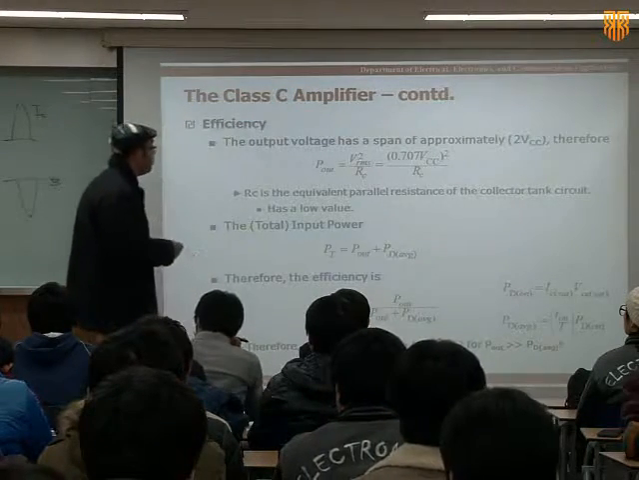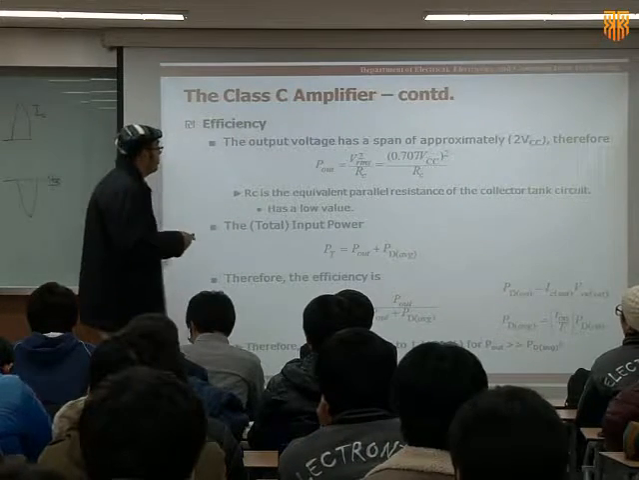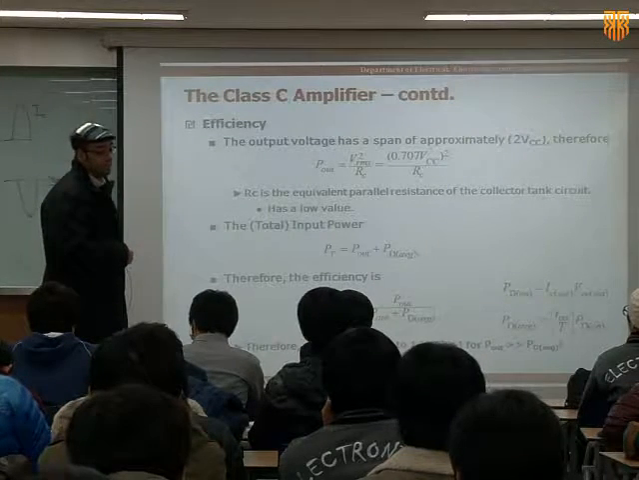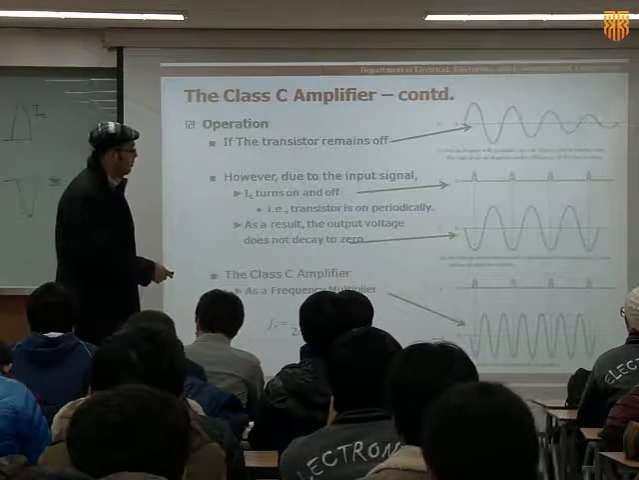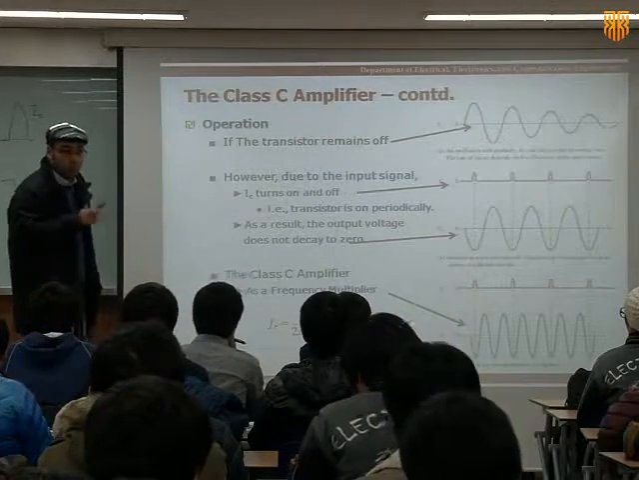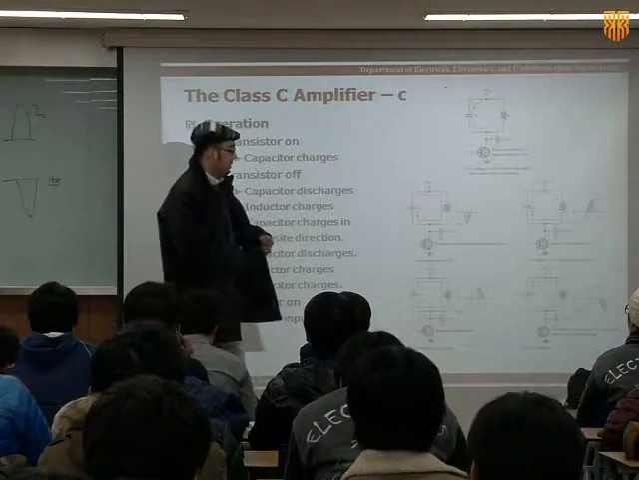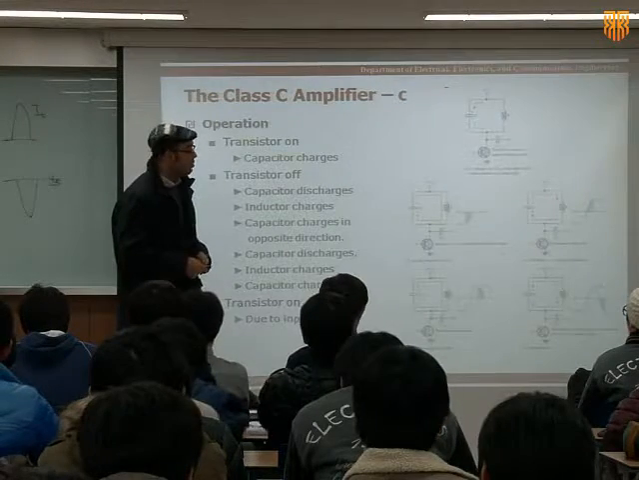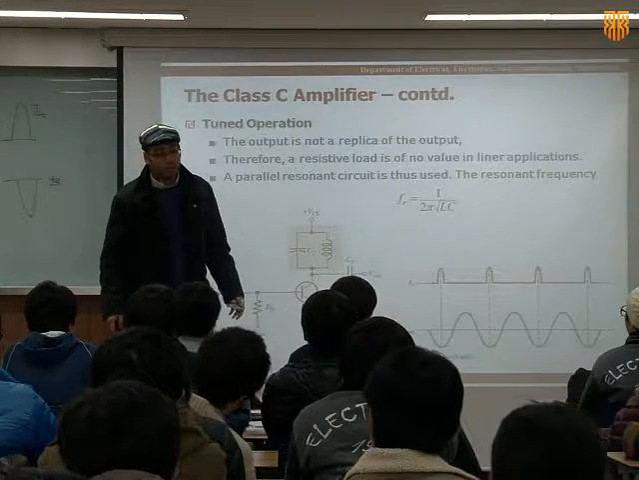So if we want to calculate the powers and find the ratios, we find the output voltage has a span of approximately 2 VCC. Okay, the output. This one. From here to here, peak to peak is 2 VCC. Why 2 VCC? Am I saying correctly or wrong?